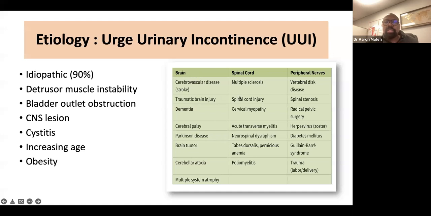So there's some brain lesion, some spinal cord lesion, and some peripheral nerve that could be injured, and that can result in urge urinary incontinence, right? So CVA, patients with stroke, patients with TBI, demented patients, cerebral palsy, Parkinson's disease, multiple sclerosis, diabetes mellitus, Guillain-Barré syndrome. I think we've mentioned labor as well, traumatic labor. So these are some of the risk factors that can contribute to a patient presenting with urge or overactive bladder, right?